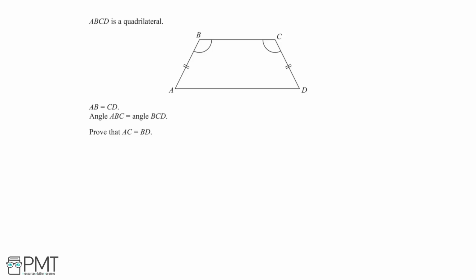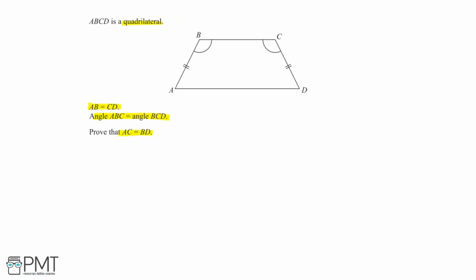In this question, we're told that ABCD is a quadrilateral. We're told that length AB is equal to length CD, and that angle ABC is equal to angle BCD. Now we need to prove that the line AC is equal to the line BD.